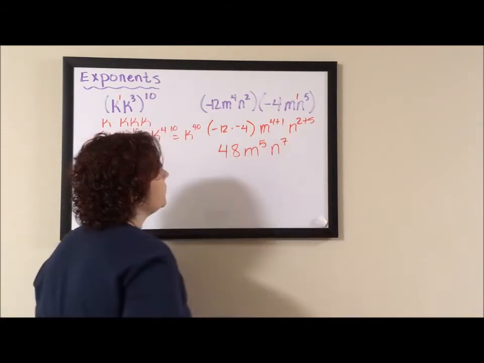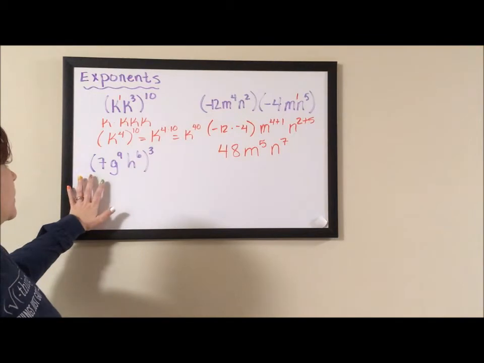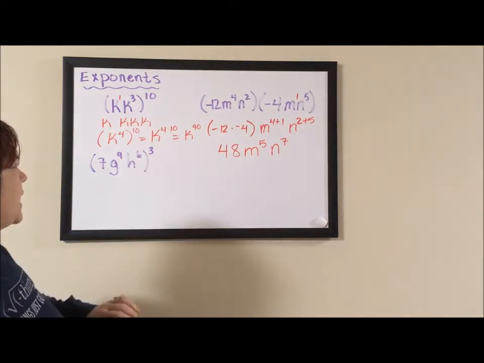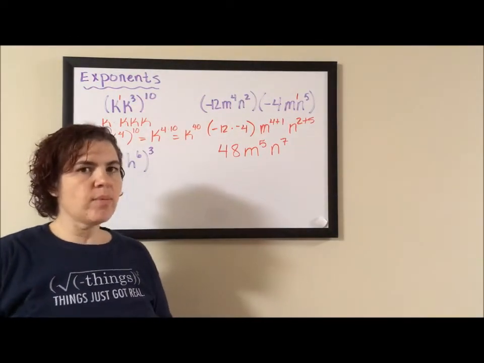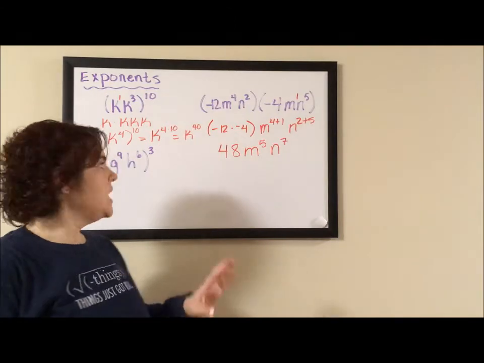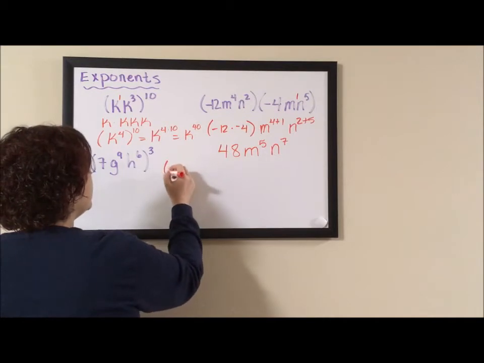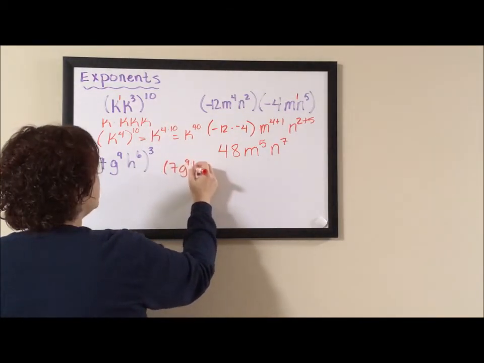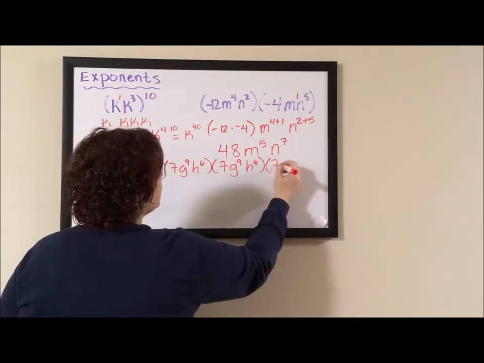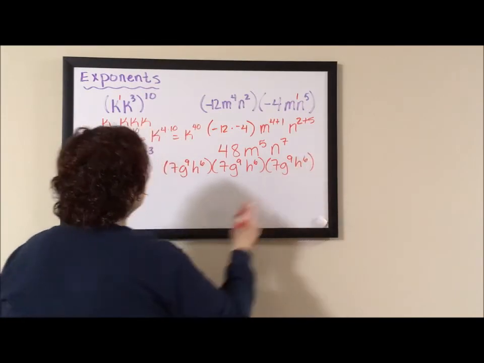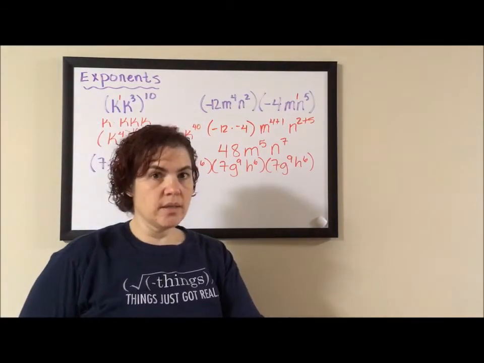All right, my last example for this video is, once again, an exponent attached to parentheses with three bases. The biggest mistake I see on a problem like this is for some reason the number isn't given the exponent. You could think of this as being 7g to the 9th h to the 6th times 7g to the 9th h to the 6th times 7g to the 9th h to the 6th. That's what that cube means. It means this whole parenthetical phrase is happening 3 times.